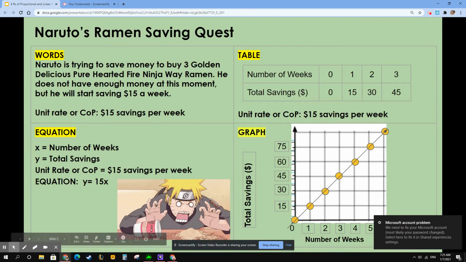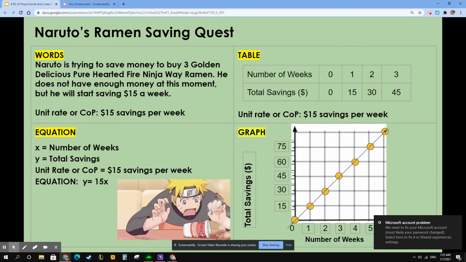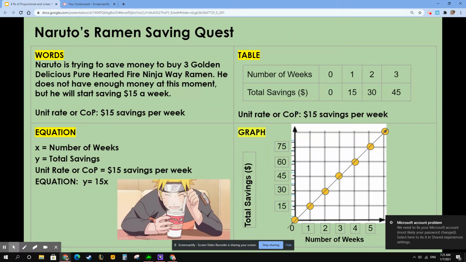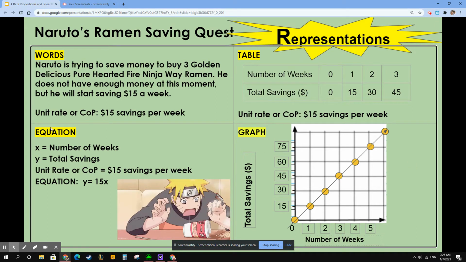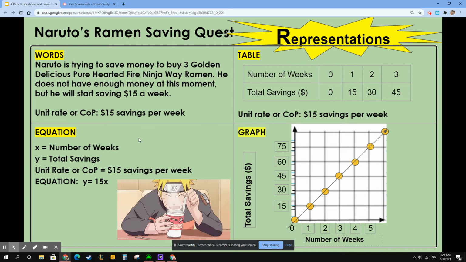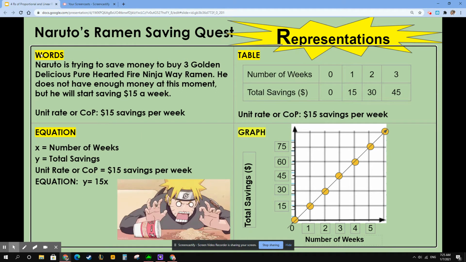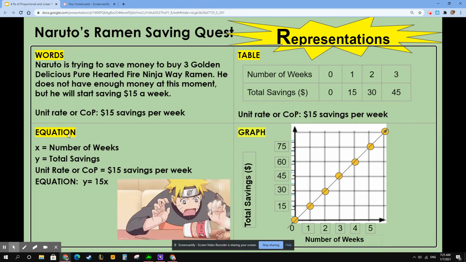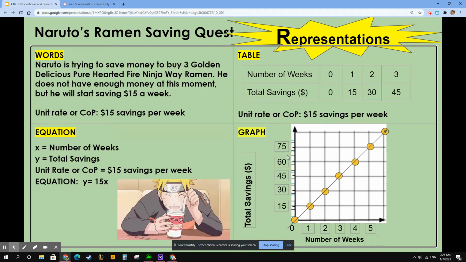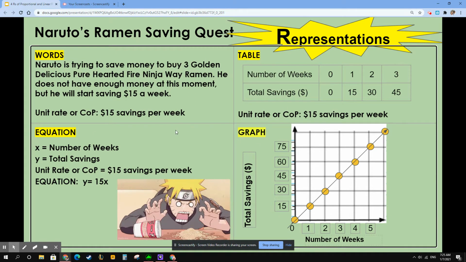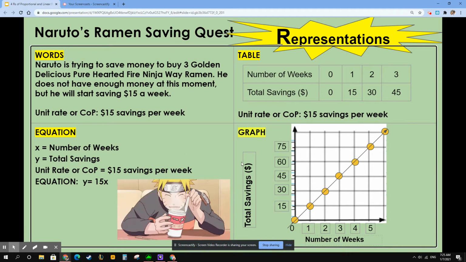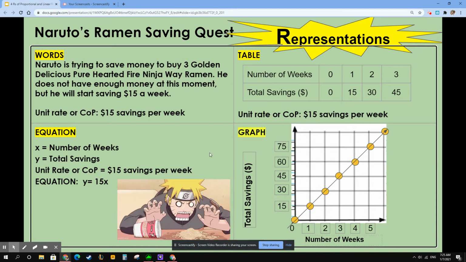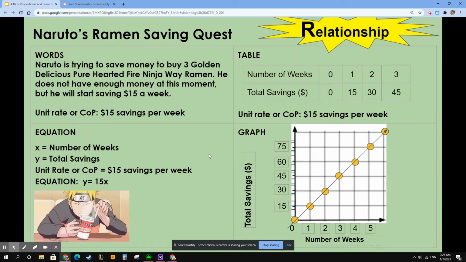All right, let me show you the 4 R's of proportional relationship using a story of Naruto for those of you who are Naruto fans out there. The first R is representation. From this story, you can see 4 representations: the words, the table, the equation, and the graph. When we're looking at proportional and linear relationships, we will be using any of these representations. We can make sense of them by looking at the relationship.